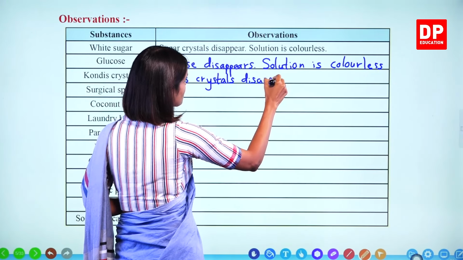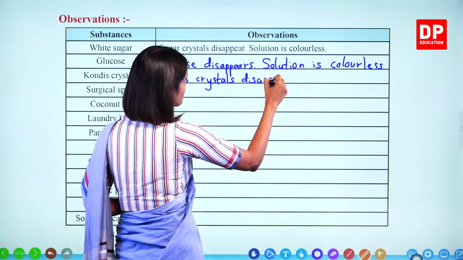Now here I will label this side. This is the tripod, and this is the lid of the tin. And this is the spirit lamp. We can even use a Bunsen burner. Lid of a tin, tripod, spirit lamp.